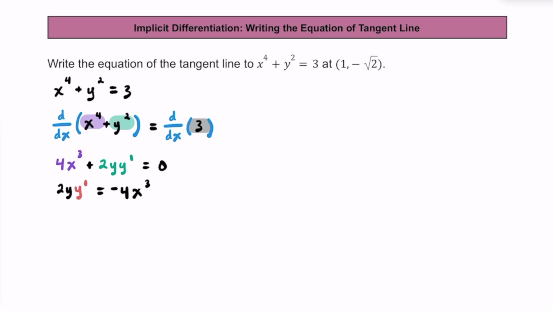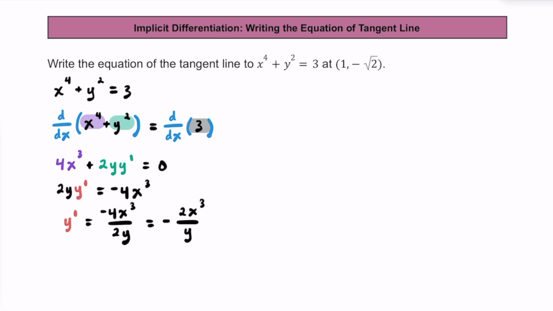And let's divide both sides by this 2y so that we can get that y prime alone. So if we divide both sides by 2y, we get y prime is equal to negative 4x to the third power over 2y. And I think we can divide both top and bottom by 2 here, right? So if we do that, we're going to end up with, I'll put a negative in the middle here, 2x to the third power just over y.